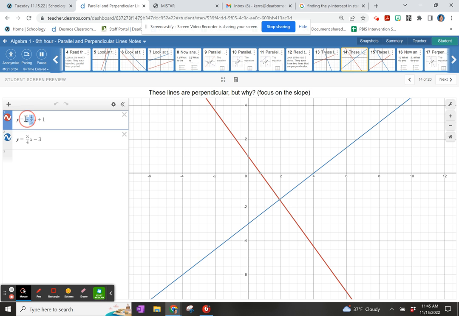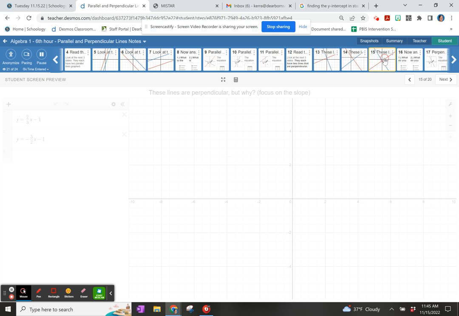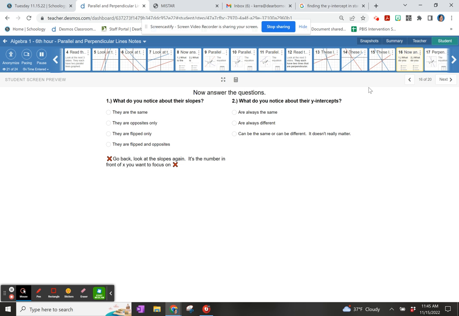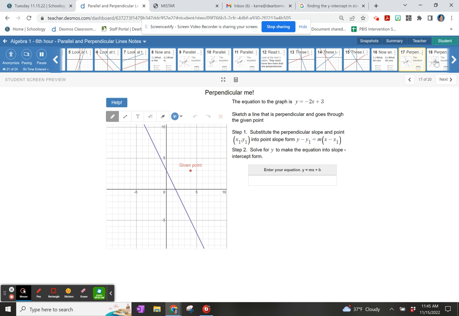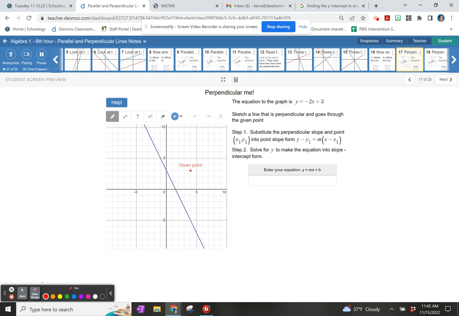Same with here. I start with a negative. My perpendicular slope will be positive. I started with 4/3 and I flipped it to 3/4. So you have to do both of those. So their slopes are flipped and opposites. And then we honestly don't care about the y-intercepts. They could be the same or different. So we are really just concentrating on the slope.